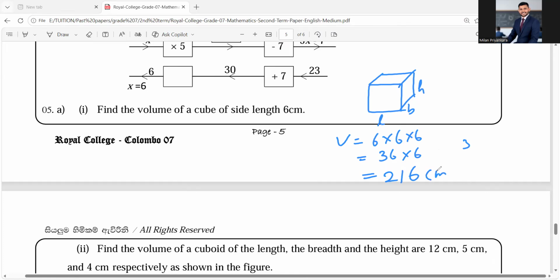Okay. And cubic centimeters, you have to write the units properly. If you don't write the units correctly, you don't get the marks, right? Therefore, please, when you have a question with units, answer with units. And if it is a volume, it comes in cubic centimeters, cubic units. If it is an area, it comes in square units.